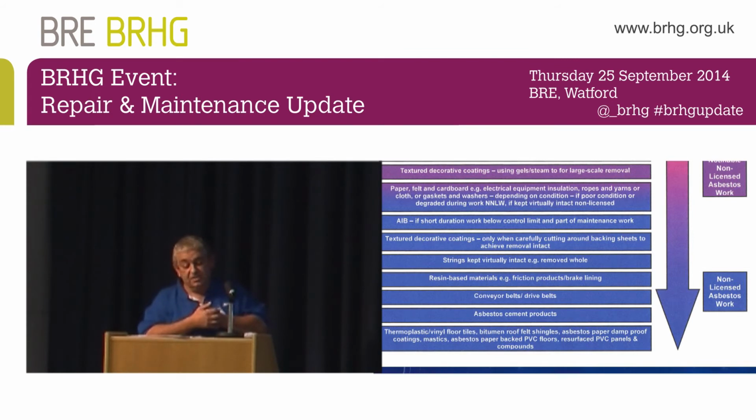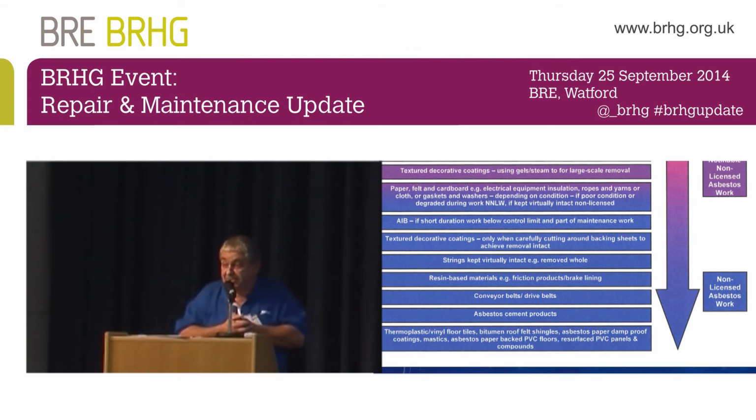So strings, asbestos rope, which is 100% asbestos, kept virtually intact and removed whole. Really good example of non-licensed work would be asbestos fused flash guards in switch panels.